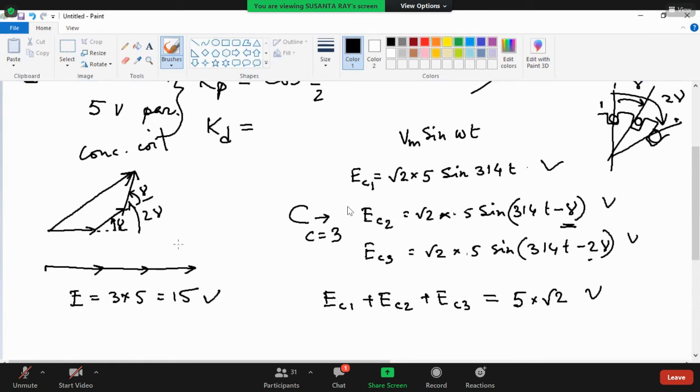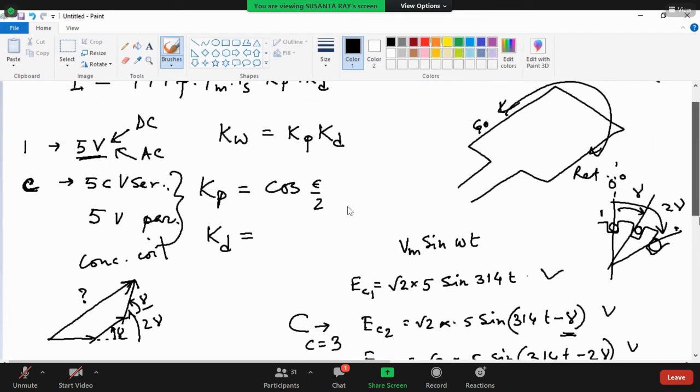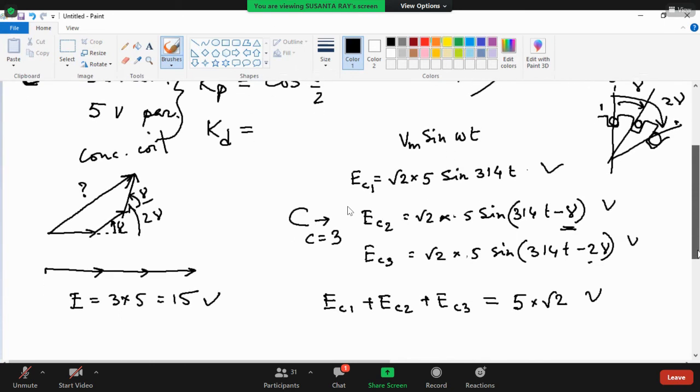Got my point? Can it be 5 volts? 15 volts? No. Is it possible to have 15 volts? If the delta values are 0, yes. But for a distributed coil, is it possible to have 15 volts? No. So that means it will always be less than that. Got my point? Do you agree? Yes, sir. So if we have a distributed coil, then it will be a phasor summation, not an algebraic summation. Do you understand what I am saying?